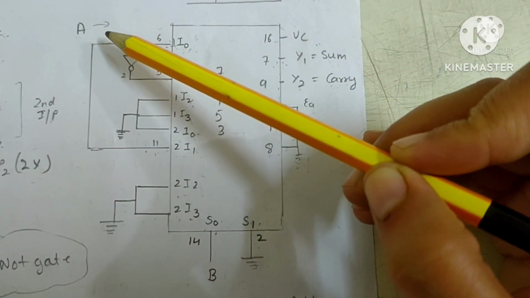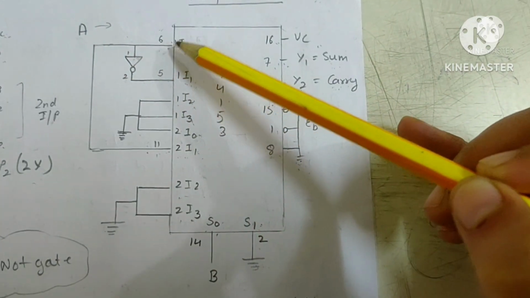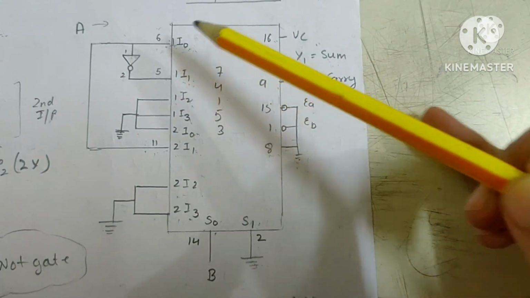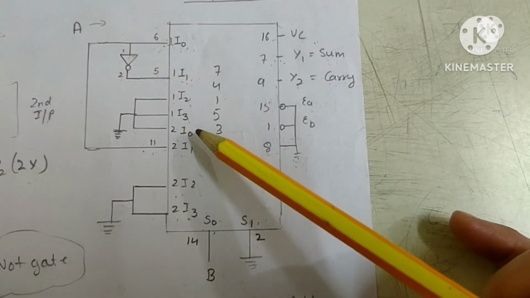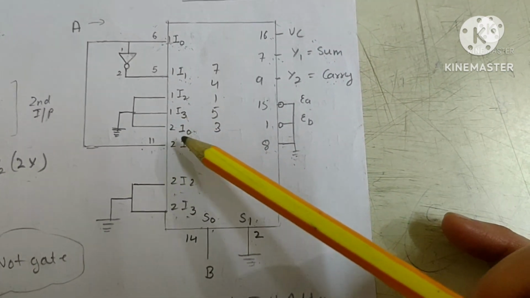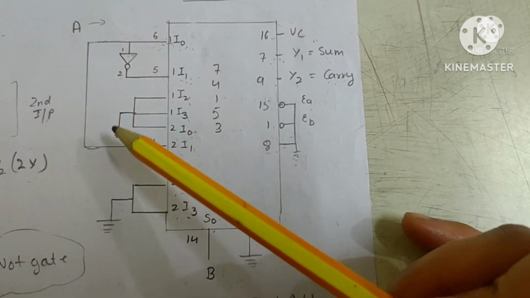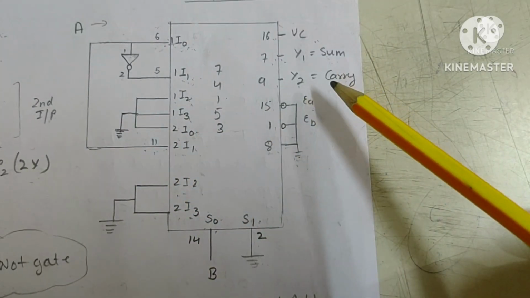The input is given logic 1. That 1 will come here. This shows the sum part. That means the sum output will be 1. See here, this part shows the carry part and this is again connected to the ground. That means carry is 0.